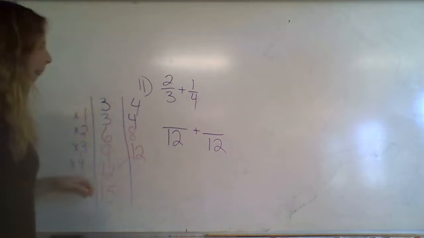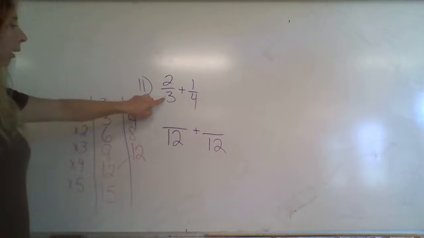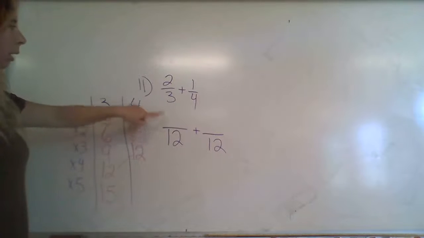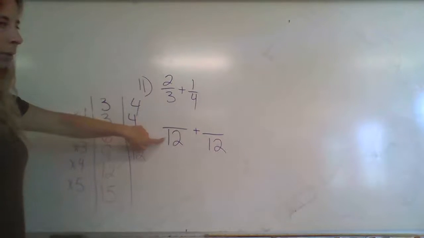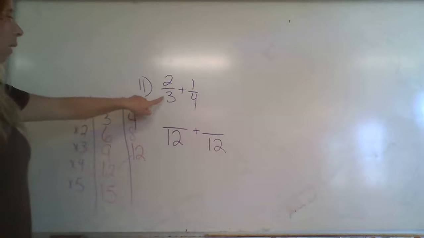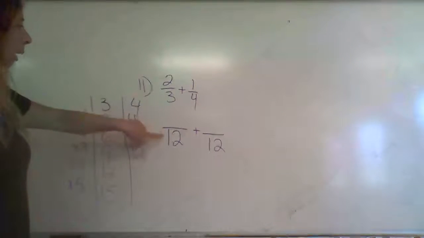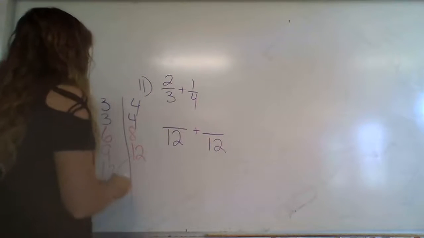So then you have to go, okay, how did I get from 3 to 12? 3 times what number is 12? Well, you can look over here. 3 times 4 is 12. So I multiplied the bottom by 4, so I have to do the same thing to the top. 2 times 4 is 8.